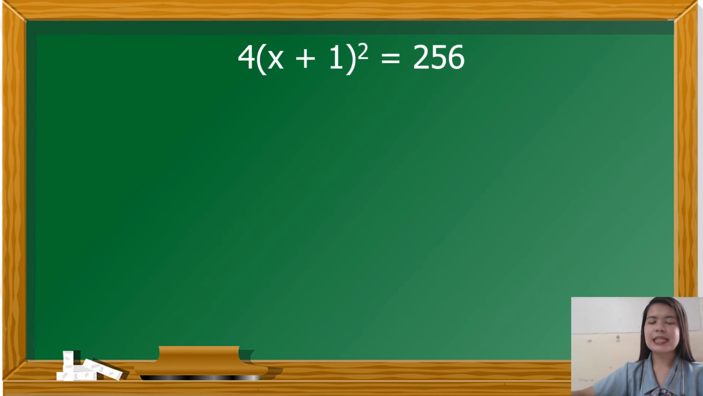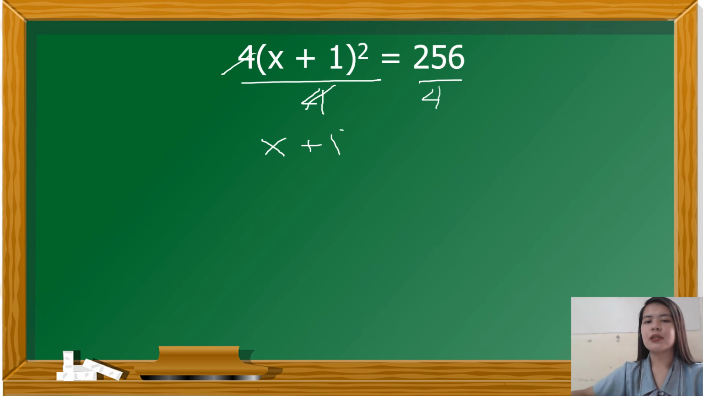For our next example, we have 4 times x plus 1 squared is equal to 256. The first thing that you have to do is to divide both sides of the equation by 4. 4 times x plus 1 squared divided by 4 will give us x plus 1 squared, which is equal to the quotient of 256 and 4, and that is 16.